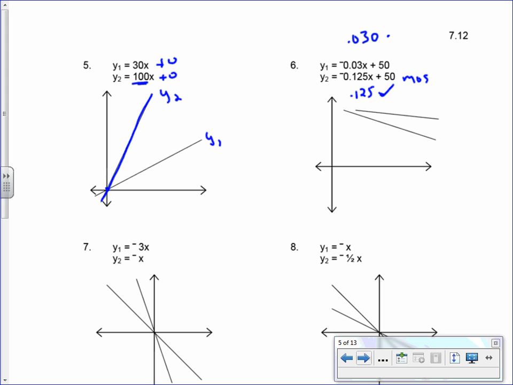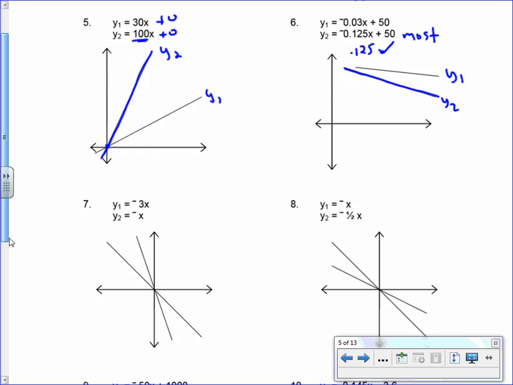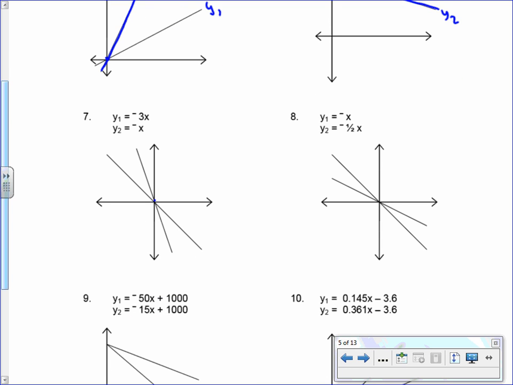Look at those 2 lines. Which one is more steep? It's this one. So this is y2, and the top one is y1. Number 7, again, see it's going to the origin here because there's a +0 understood. You see +0 right there, also a number 8.